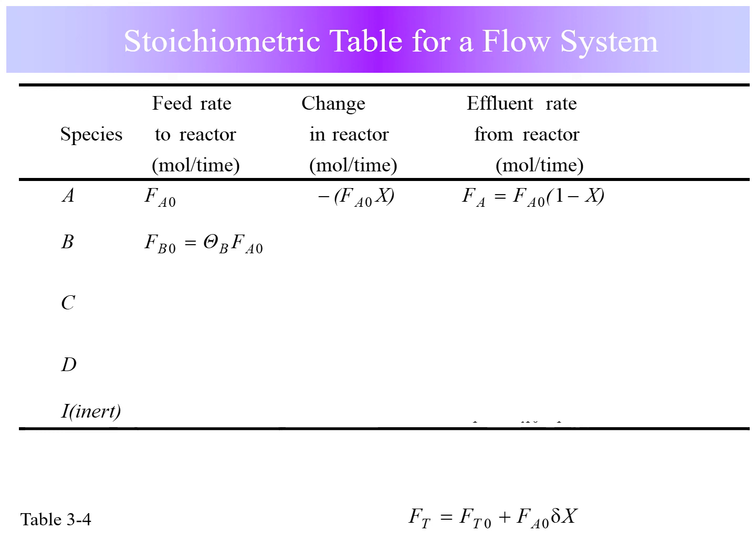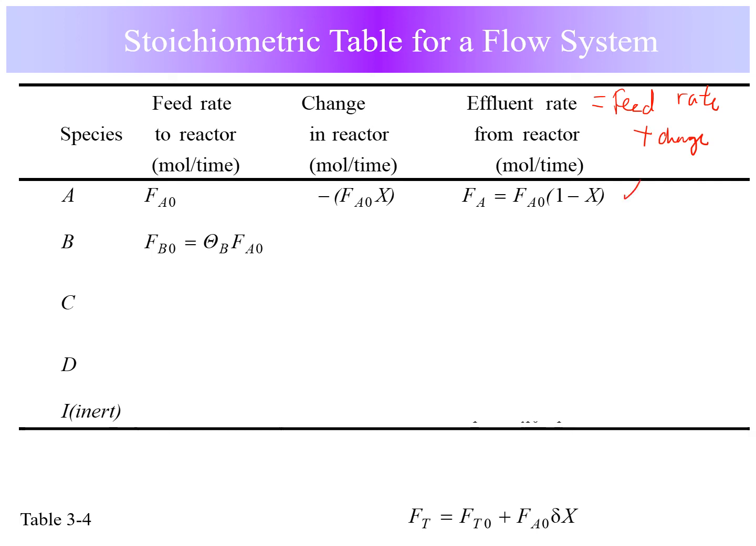For the next slide we have the stoichiometric table for a flow system. Let us do it one by one. Effluent rate would be equal to feed rate plus change. I think this one is clear enough.